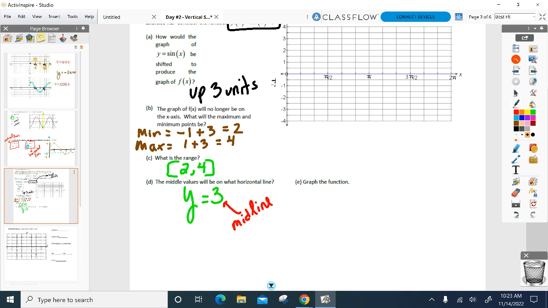Whoa. 3? Where did that already come up? 3. At the very beginning of the problem, where do we see that 3 again? Plus 3. Midline equals your shift. Whatever the shift is, that's your midline. So you don't even have to think about it. You look right at the equation. What was I shifting? That's your midline.